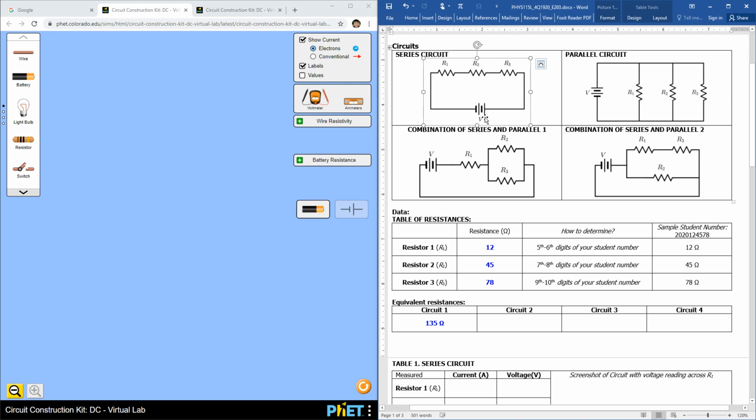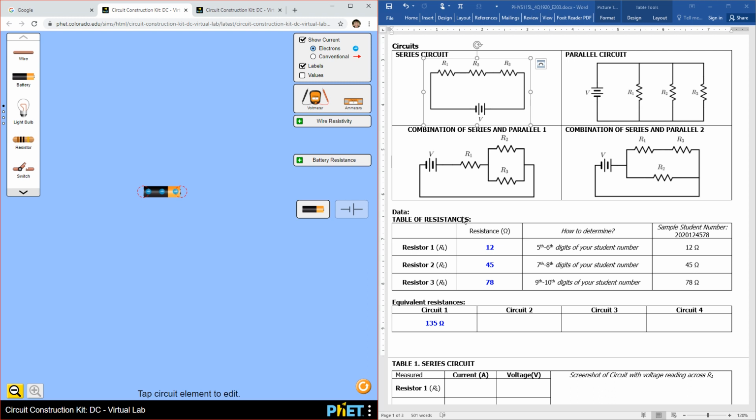The longer line is the positive terminal. So in this case, this is the positive terminal of your battery. We just click and drag. These two circles are the terminals of your battery.